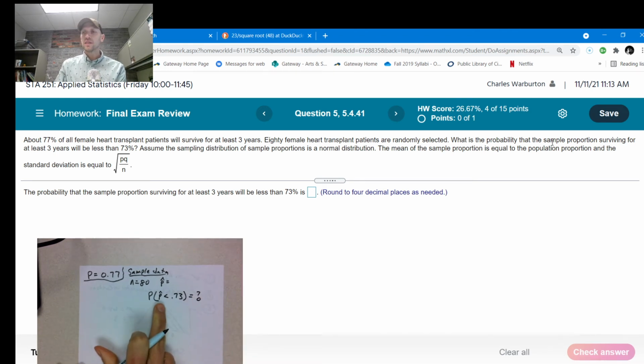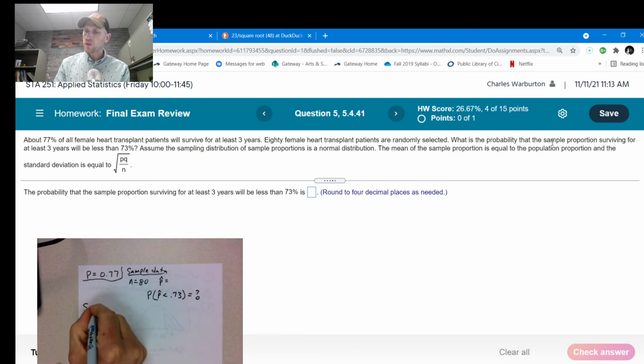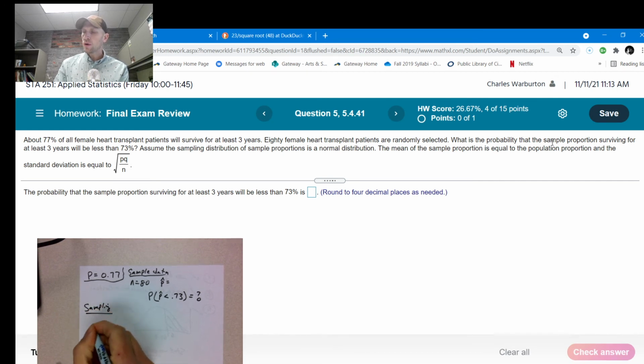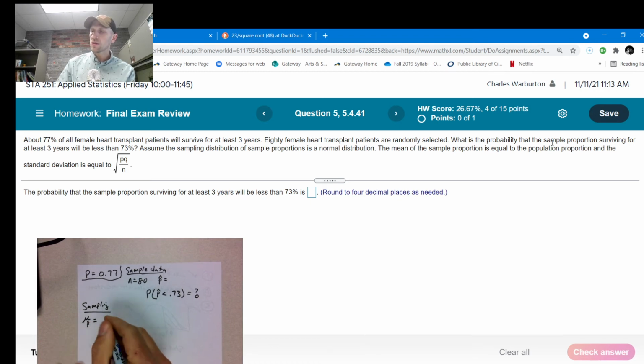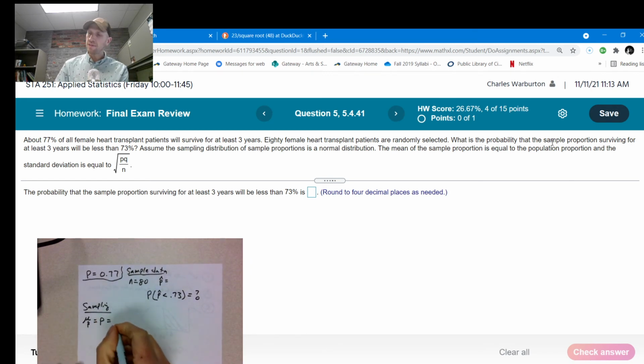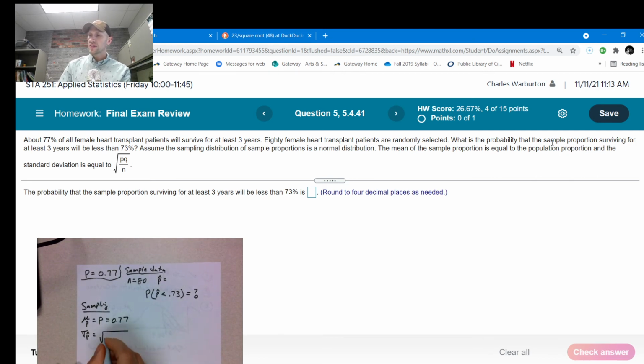Well, how do we find the probability? Well, we know that it's a sampling distribution. So for a sampling distribution, we need to know what is the mean of that sampling distribution for a proportion, and that's equal to the population proportion, which in our case is 0.77. And then what's the standard deviation for that sampling distribution? Well, that's that big square root of the population proportion times 1 minus the population proportion, divided by n. So let's figure that out.